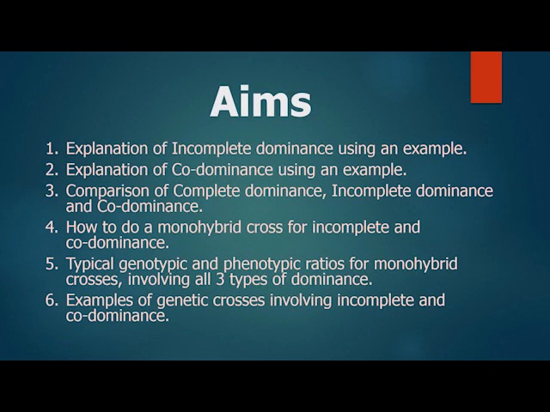The aims for today's lessons are as follows. Number 1, explanation of incomplete dominance using an example. Number 2, explanation of codominance using an example. Number 3, comparison of complete dominance, incomplete dominance and codominance. Number 4, how to do a monohybrid cross for incomplete and codominance. Number 5, typical genotypic and phenotypic ratios for monohybrid crosses involving all three types of dominance. And number 6, examples of genetic crosses involving incomplete and codominance.